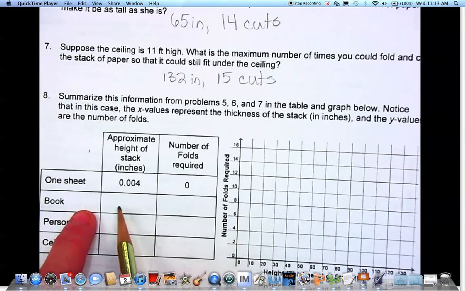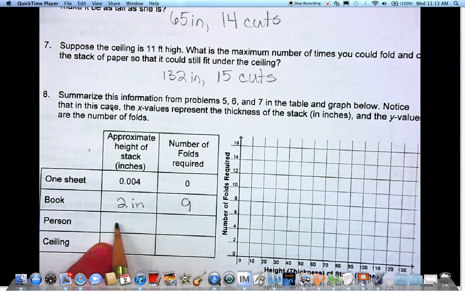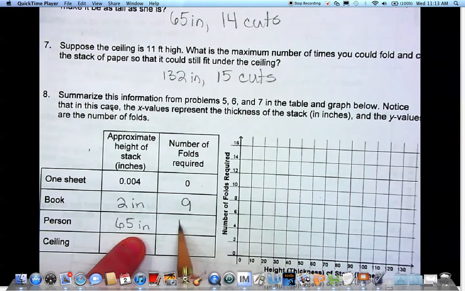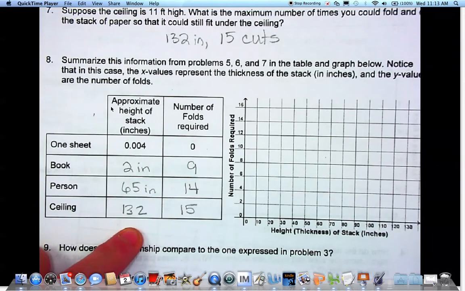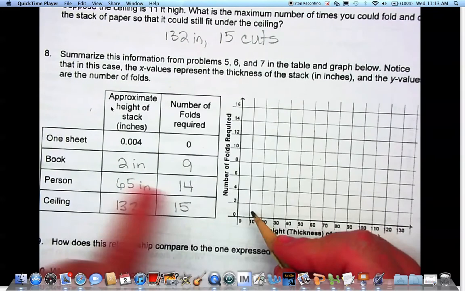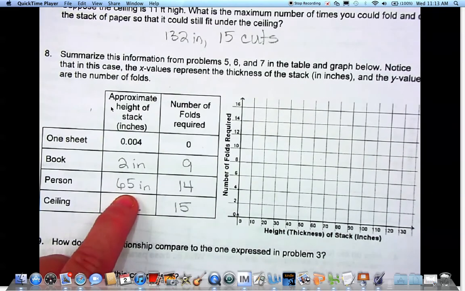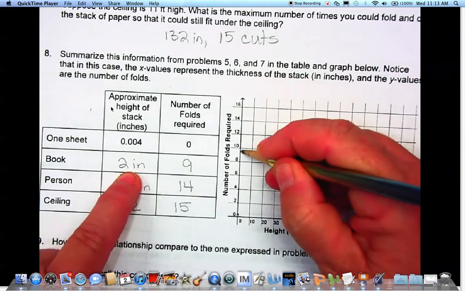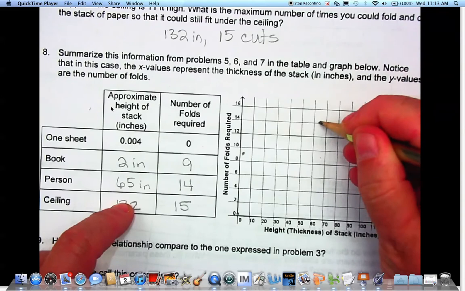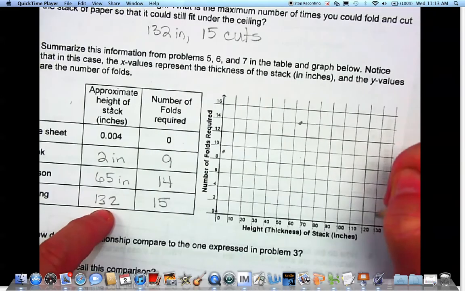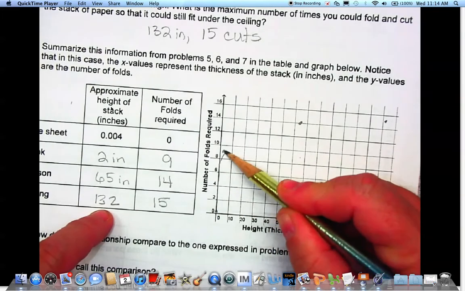Okay. So now for the book, how thick was the book? 2 inches. And how many folds did it take? 9. And then the person, 65 and 14. Then the ceiling, 132 and 15. Okay, so we have switched the x and the y. The independent and the dependent variables have switched. So we're going to graph this. 0.004 and 0 is right here. Okay, 2 and 9, somewhere like this. 65 and 14. 132 and 15. Okay, then we'll connect it as best we can here.